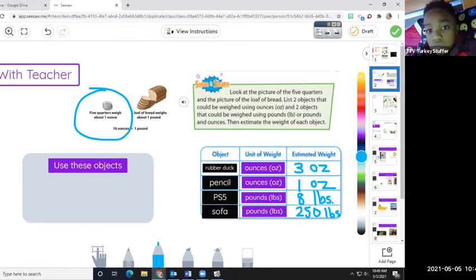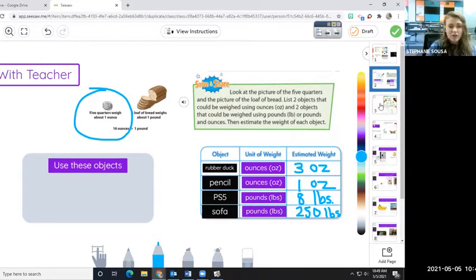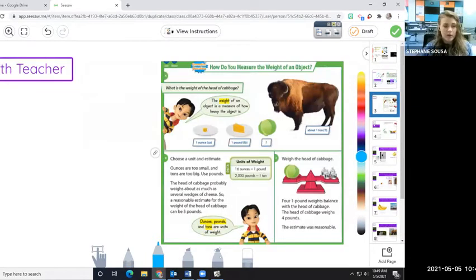All right, let's take a look at slide 3. We're warmed up. We have a little bit of an understanding. Slide 3 is an example. Let's read through it. How do you measure the weight of an object? What is the weight of a head of cabbage? Let's take a look at this head of cabbage.